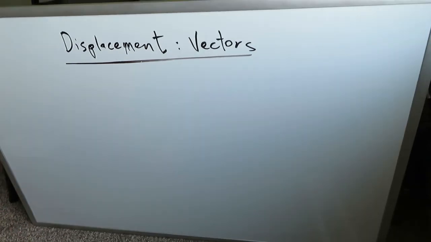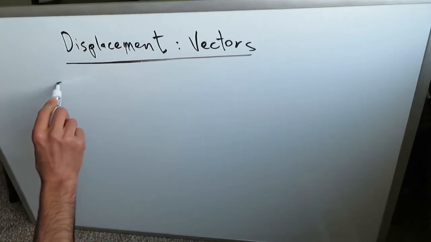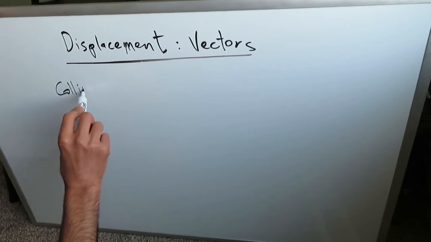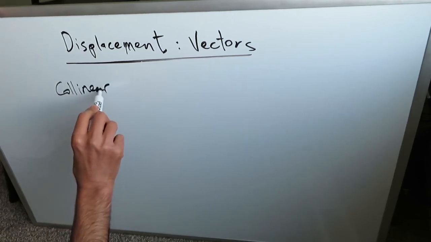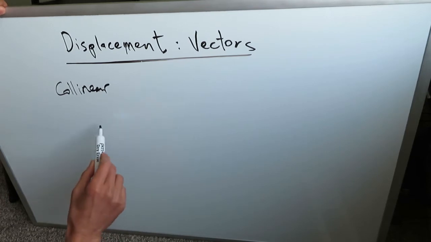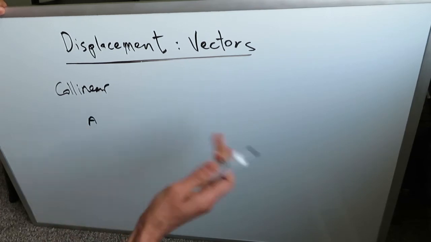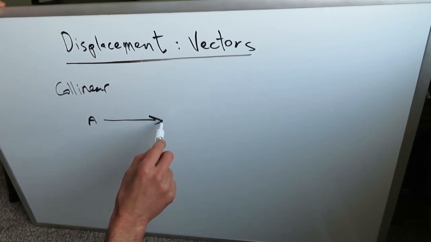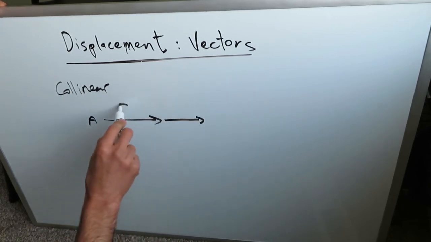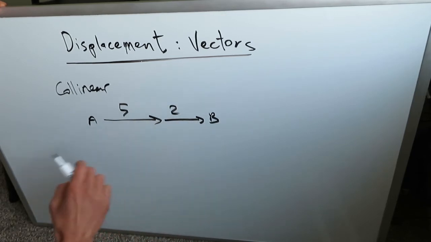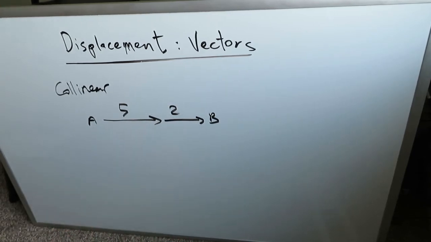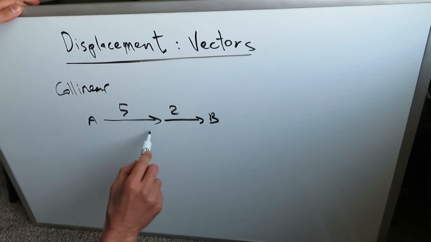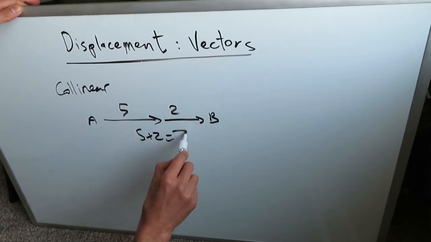So let's take a look at collinear lines. Supposedly you walk from point A, let's say, 5 miles eastward, then again you walk from that resting point an additional 2 miles to point B. These are collinear lines. You don't have to worry about calculating horizontal and vertical components of vectors over here to determine your displacement, because your displacement is basically just 5 plus 2. Your displacement is 7.